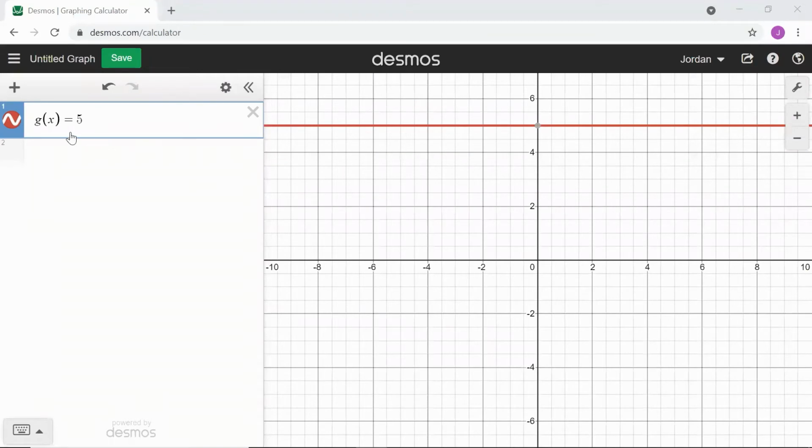Graphically, g of x equals 5 is just a horizontal line. Let's say we want to approach the number -2 in my x value. So x is approaching -2. As we approach -2, we're going towards the y value of 5. We just basically stick on the y value of 5 the whole time. So the limit of a constant number is just going to be that constant number.